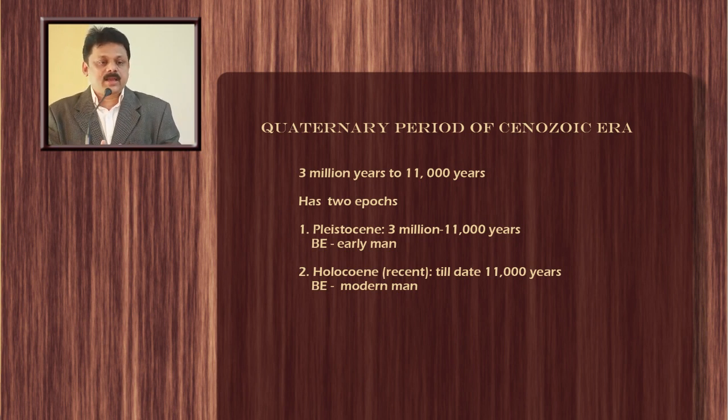Then the second epoch of the Quaternary period is referred to as the Holocene epoch, which is also called the recent epoch, and its duration is from 11,000 years until date, and the Holocene epoch saw the modern man. So this is in a nutshell the geological history of the solar system, right from the origin of the solar system until the existence of the modern man.